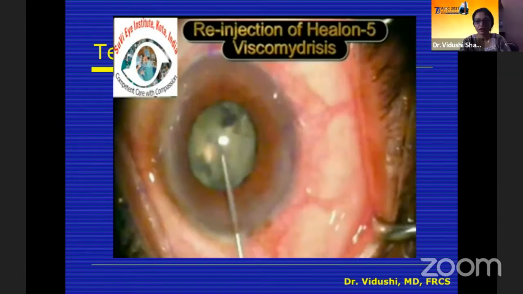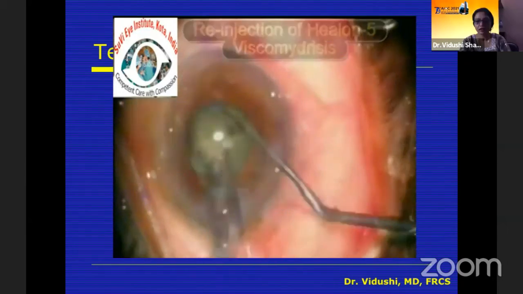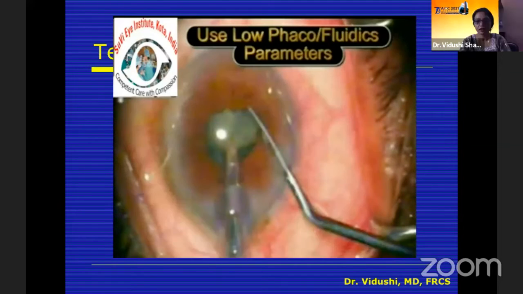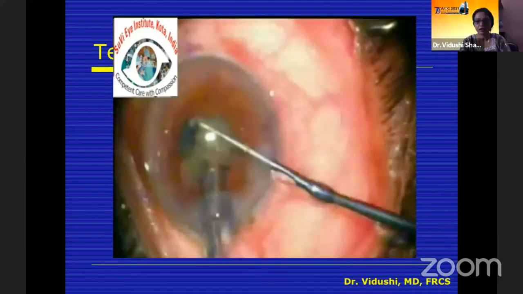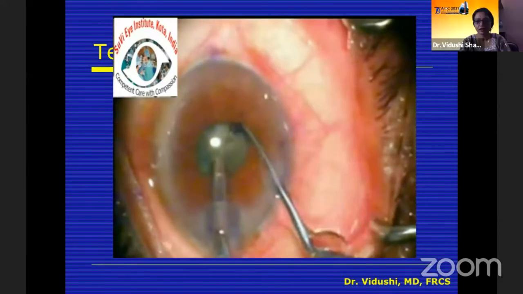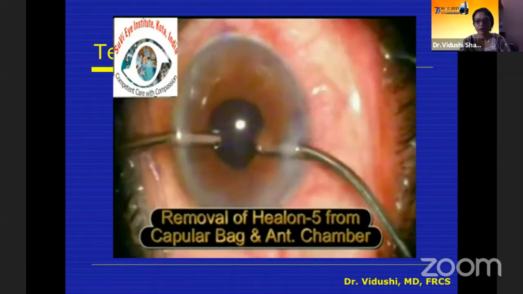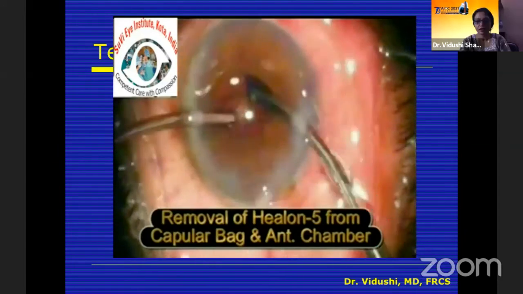And also we need to have low bottle height, low fluidics, so that there is less turbulence and the viscoelastic does not wash out very easily, and we can perform this surgery. But whenever the pupil comes down, we should re-inject, and then most important, at the end of the surgery, we should remove all that Healon 5, especially from under the IOL, because we have used such a super cohesive viscoelastic.